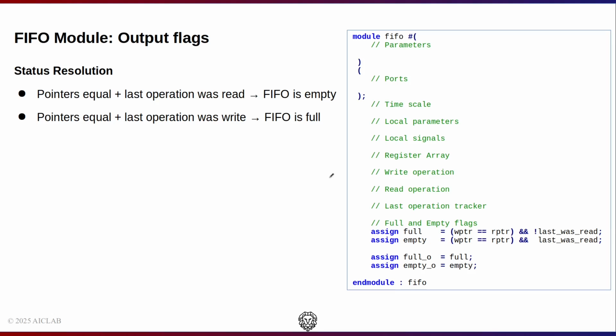Output flags. If the write pointer is equal to the read pointer and the last operation was write, the FIFO is full. If the write pointer is equal to the read pointer and the last operation was read, the FIFO is empty. And with that, we've completed the RTL code for our FIFO implementation.